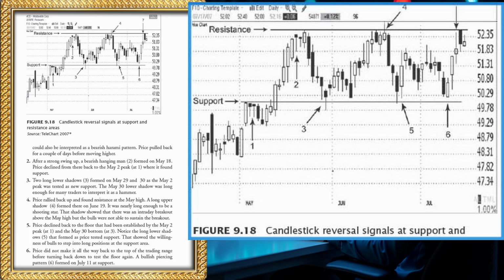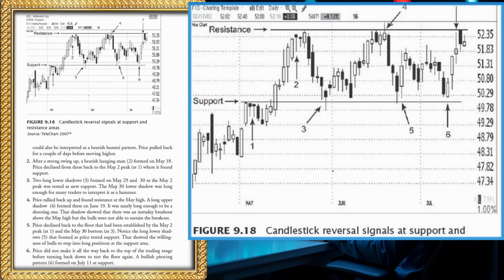That shadow showed that there was an intraday breakout above the May high, but the bulls were not able to sustain the breakout. 5. Price declined back to the floor that had been established by the May 2nd peak at (1) and the May 30th bottom at (3). Notice the long lower shadows (5) that formed as price tested support. That showed the willingness of bulls to step into long positions at the support area.